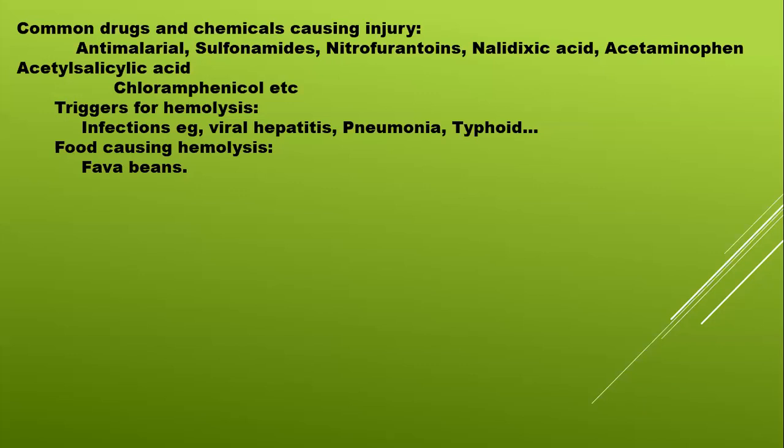The common drugs and chemicals which cause hemolysis or injury are antimalarial drugs, sulfonamides, nitrofurantoin, nalidixic acid, acetaminophen, acetylsalicylic acid, chloramphenicol. The triggers for hemolysis are infection, viral hepatitis, pneumonia, typhoid. The food which causes hemolysis is fava beans.